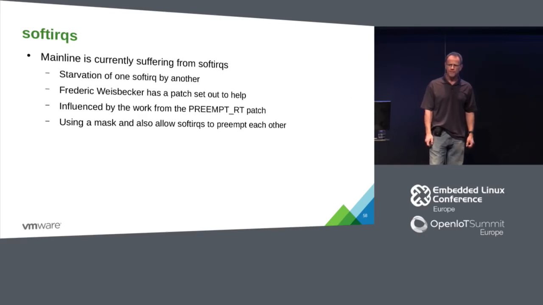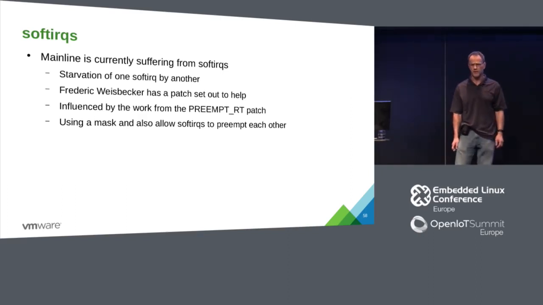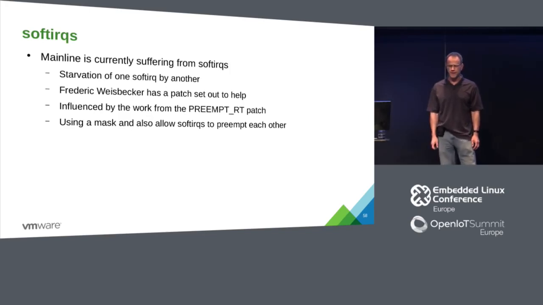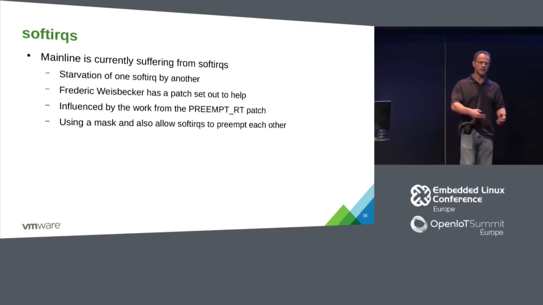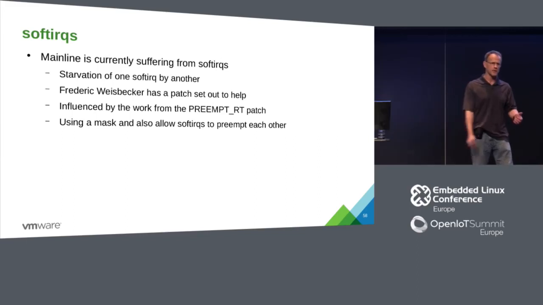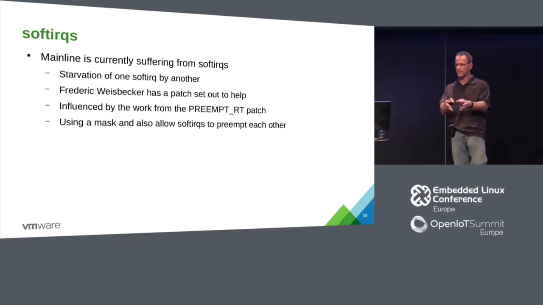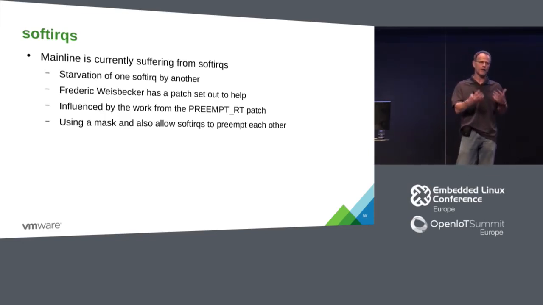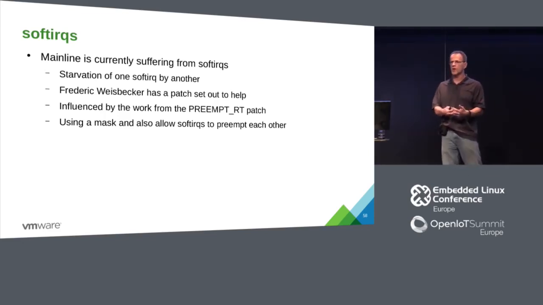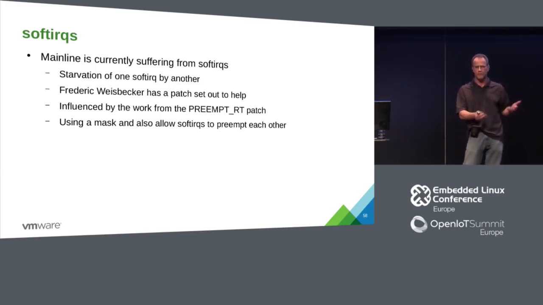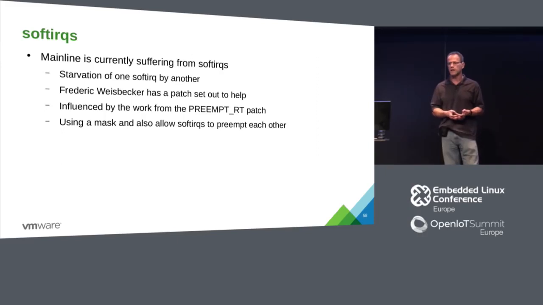But mainline is currently suffering from soft IRQ starvation. Like I said, the networking soft IRQs can't run because the block soft IRQs are going too long, and they're having issues with network performance, and everyone wants really good response time, even on mainline Linux. So there's work going on right now that's taking ideas from Frederic Weisbecker, who also came through the real-time guys. His work is influencing this right now on LKML.